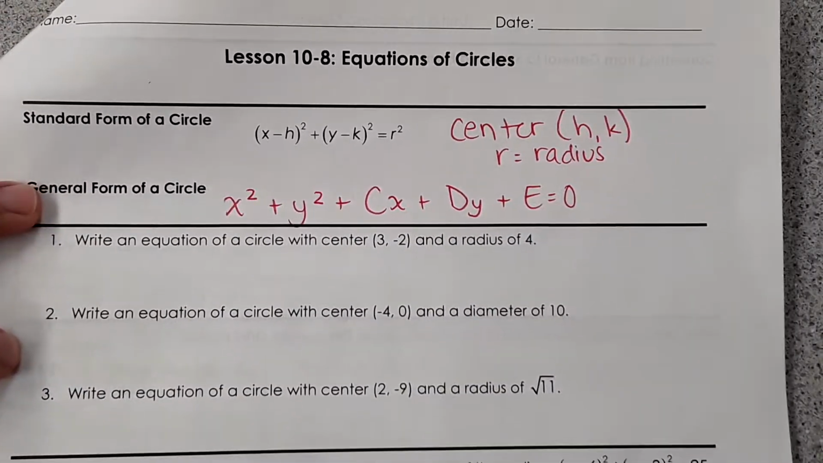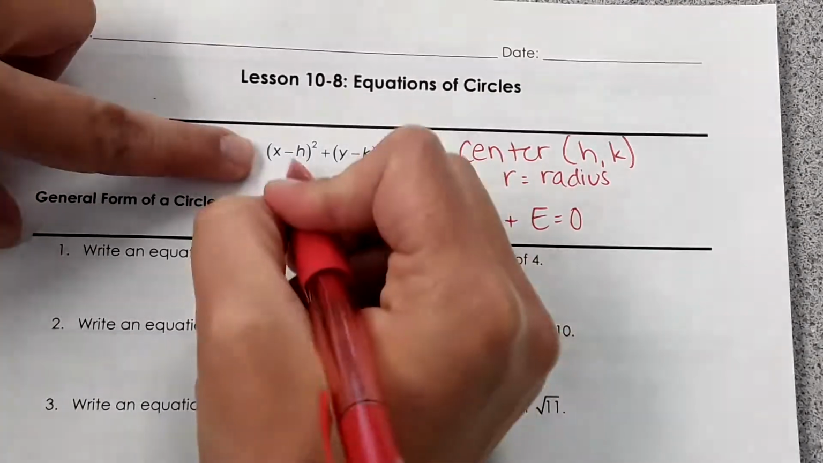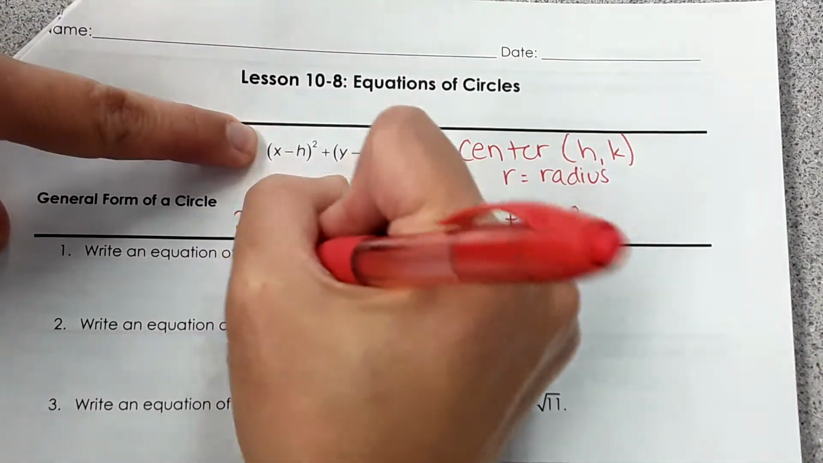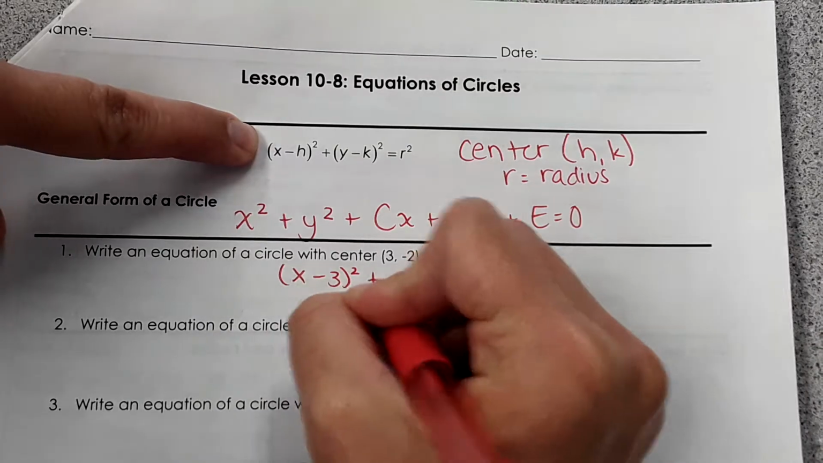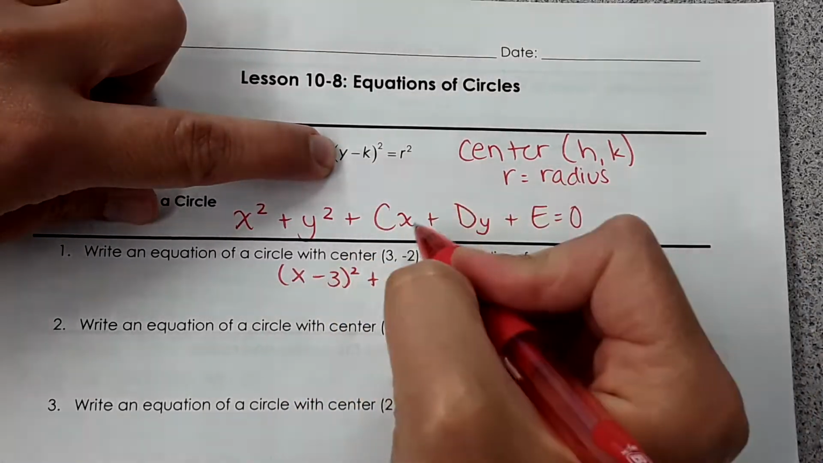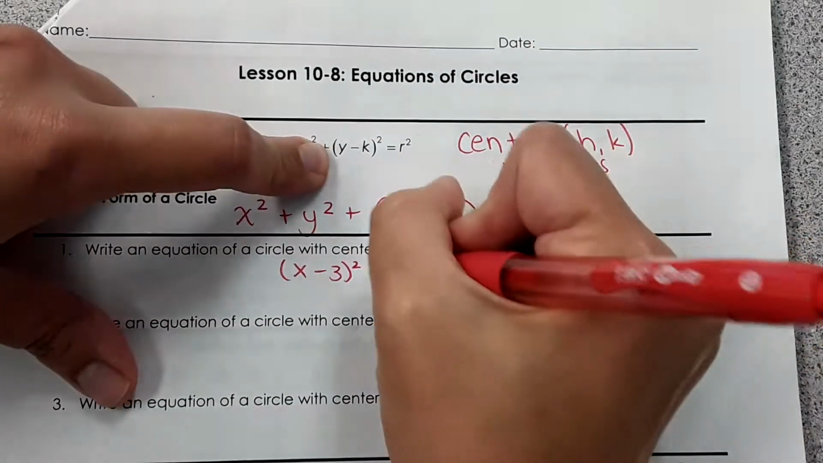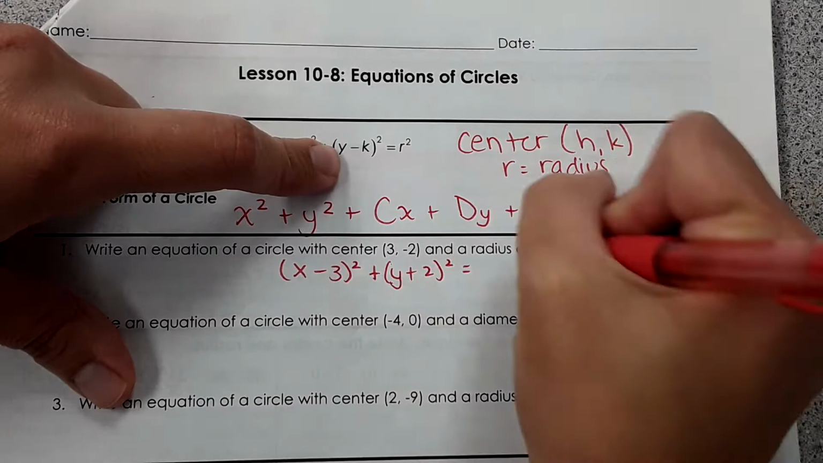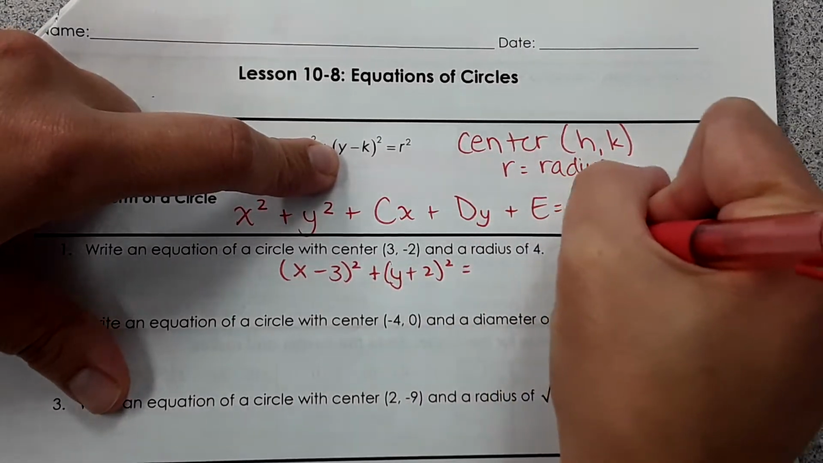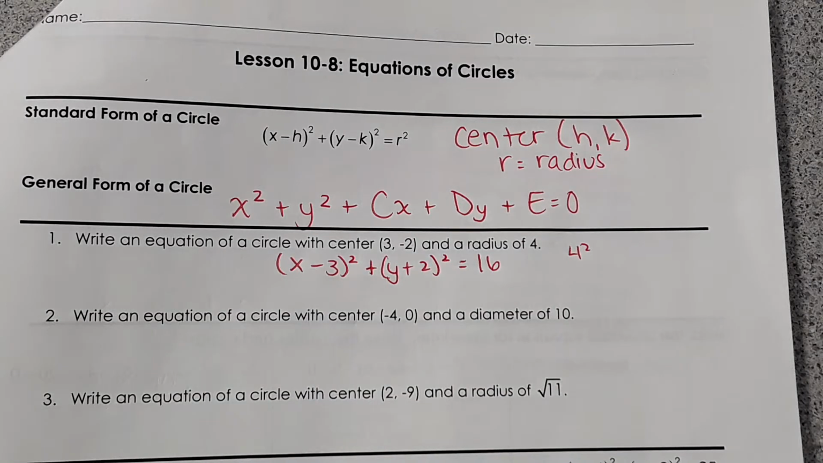Okay, so the first example, write an equation of a circle with center 3, -2, and radius of 4. So what we're going to do is plug this into the equation right here. So it would be x minus 3 squared plus y minus -2 is just going to be positive. So y plus 2 squared equals, the radius is 4, so 4 squared would be 16. And that's it.